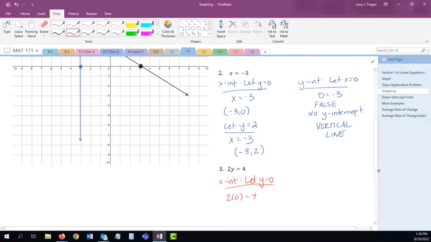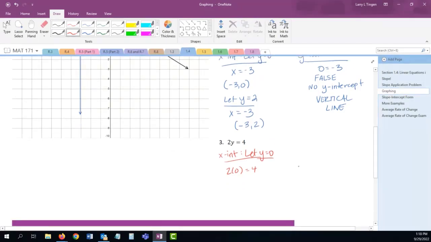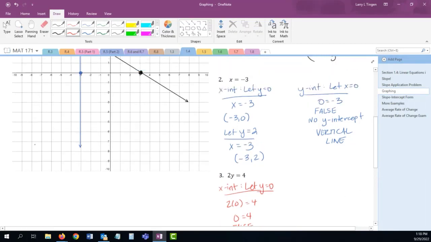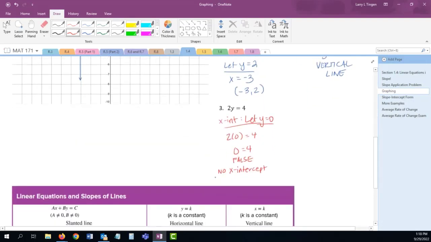So if I let y be 0, I'll find the x. I know y is 0, I need to find the x coordinate. So let y equal 0, solve for x. 0 equals 4. Well, that's false. So that means what? There's no x-intercept. And the x-intercept, remember, is the horizontal one. If there's no x-intercept, that means I have a horizontal line.